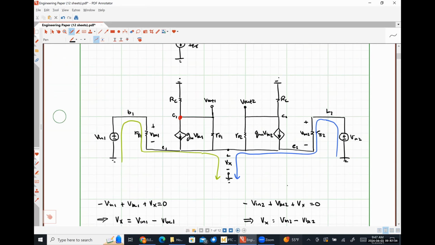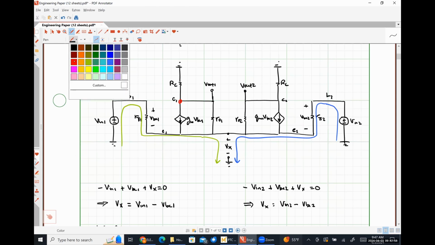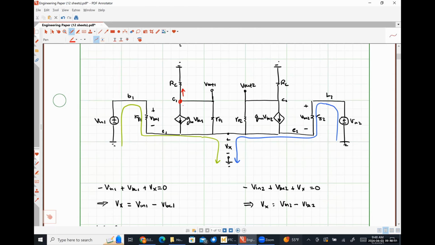For the sake of having positive signs everywhere, I'm just saying current flowing out of C1 is positive. If we did current flowing in, that would be fine. We would just have a negative sign in front of everything, which isn't going to change the relationship at all, because multiplying by negative 1 gives us the relationship that we had. Just to be clear, this was the first current term, this was the second, and this was the third current term for KCL at C1. Now we're going to do the exact same thing at C2.